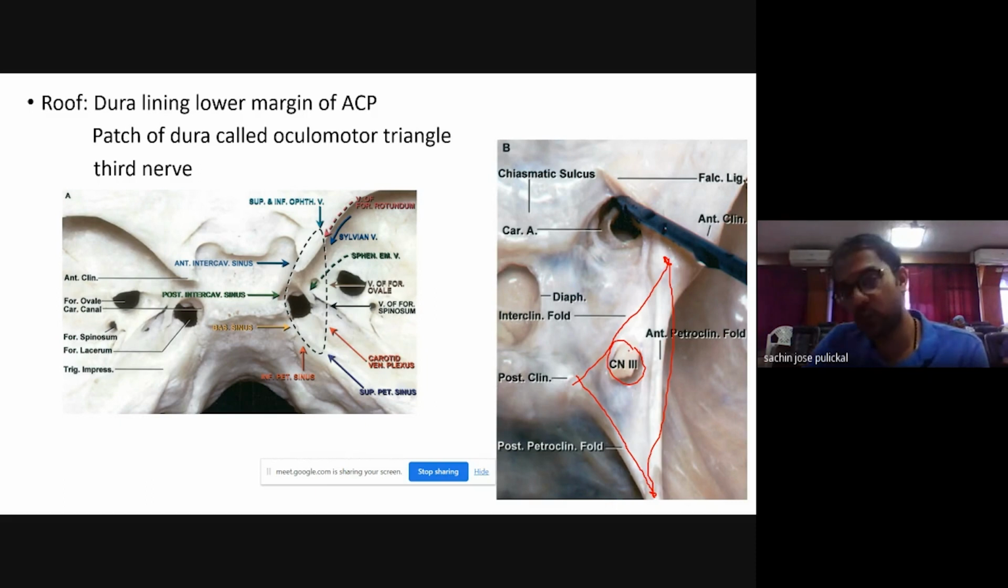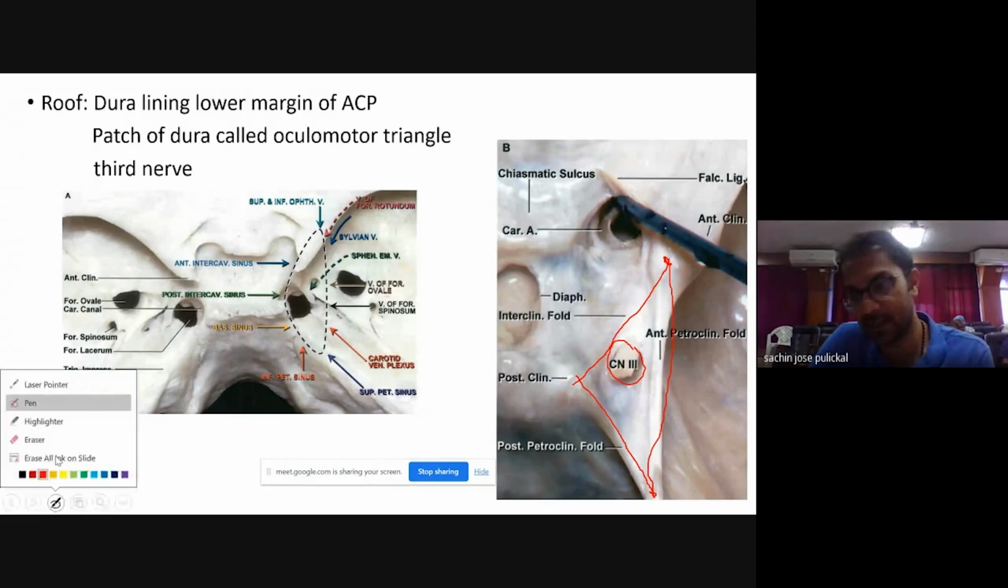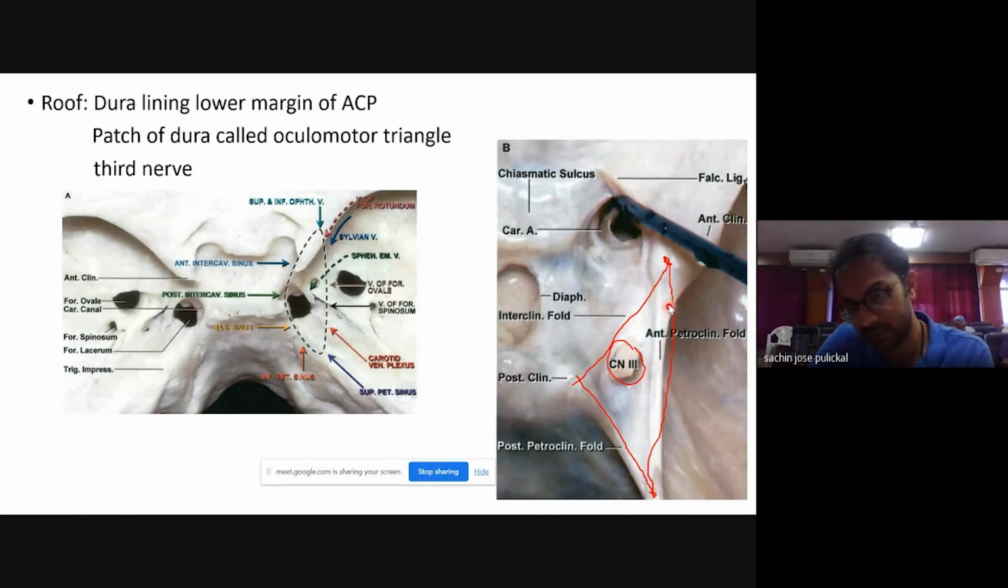So as far as the roof is concerned, the roof is formed by three dural folds, which are basically thickenings of the dura. The anterior petroclinoid fold, I think everyone would have seen at least once, especially in temporal lobectomy. The tentorial edge, which we call, is actually the anterior petroclinoid fold. So that forms the lateral part of the roof of the cavernous sinus.